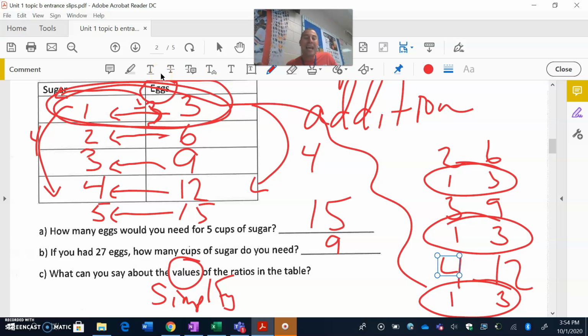Ah, they're all the same. And that's it. What can you say about the values there? They are all the same. All right. This will always work out. They're all the same because they are equivalent ratios. You got yourself equivalent ratios. That means their values are all the same, which means if you simplify them, you're going to get the exact same number every single time.